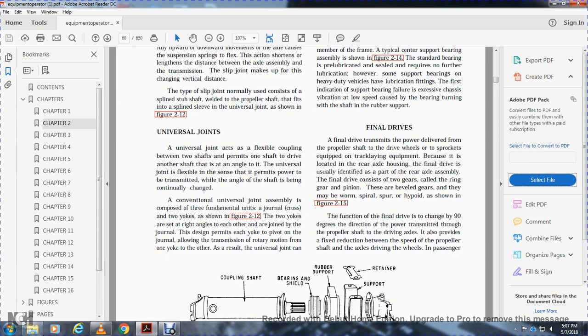A universal joint acts as a flexible coupling between two shafts, permitting one shaft to drive another shaft that is angled to it. The universal joint is flexible, allowing power to be transmitted continuously to the angled shaft. The conventional universal joint assembly is composed of three fundamental units: the journal cross with the two yokes, shown in figure 212. The two yokes are set at a right angle to each other and joined by the journal. The design permits each yoke to pivot on the journal line, transmitting rotary motion from one yoke to the other.